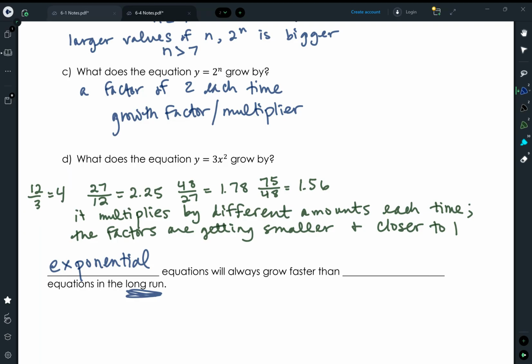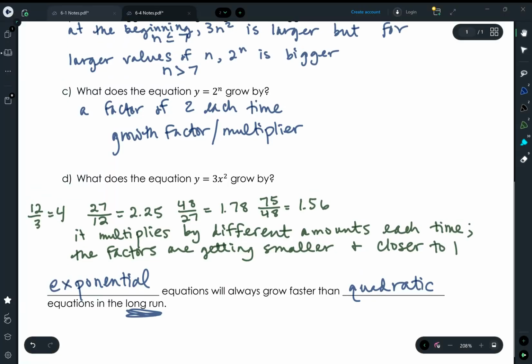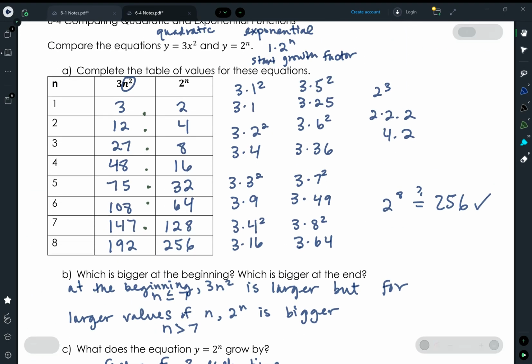They grow faster than linear functions as well. But really here we're talking about quadratics. So they are going to grow faster than quadratic equations in the long run for bigger values of x. So this is really our main idea. You're going to see that your homework is a lot of comparing quadratic and exponential functions, so that's good.